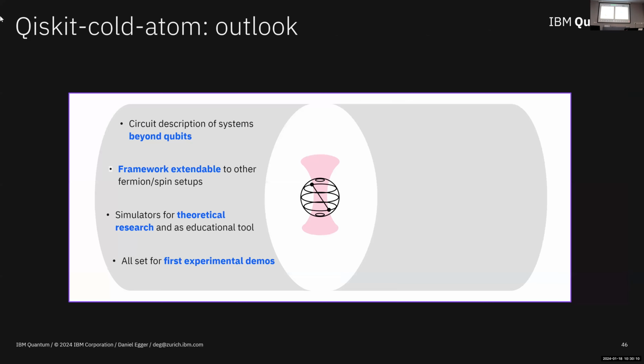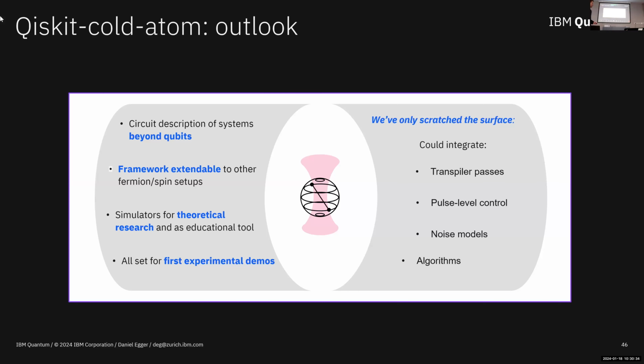So it's a nice little community project. It kind of gives you a circuit description of systems beyond qubits. It can be extended to other setups for fermions and spins. It provides simulators for theoretical research and also educational tools. And this is something that could be leveraged now also to sort of abstract away cold atom experiments in a quantum circuit language. So of course, there's a lot more that can be done in this community project.